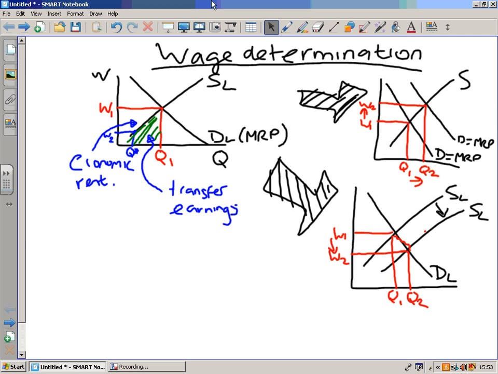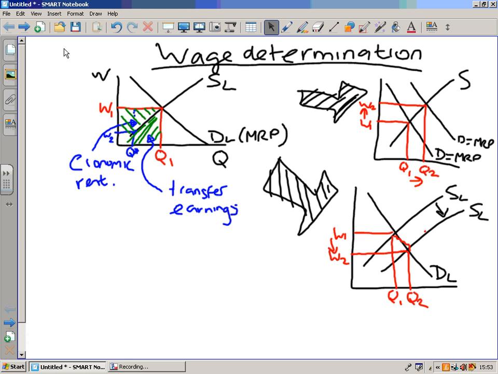Economic rent though. To provide Q star labour, we said people must be paid W2. If they're paid W1, for example, then they're earning more than they were willing and able to work for. So it's any income over transfer earnings, in effect. So this box measures economic rent. It measures how much people are getting over what they'd be willing to work for.